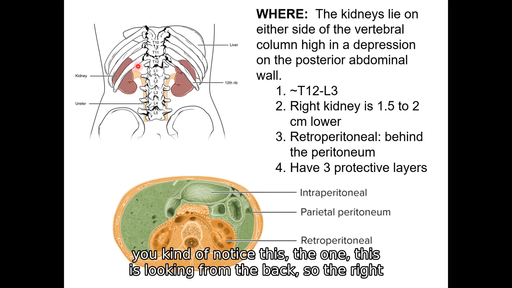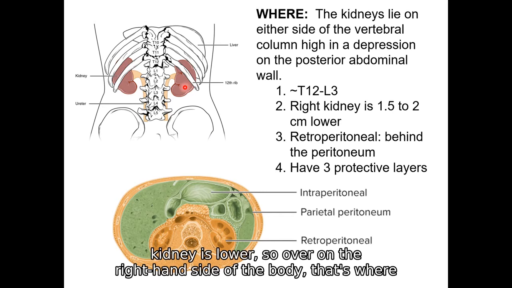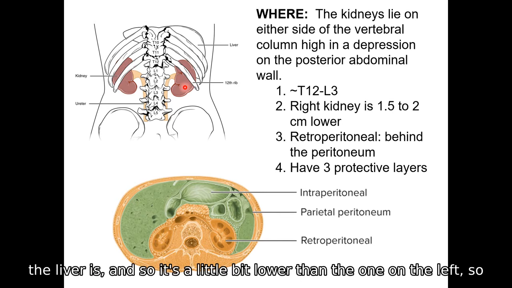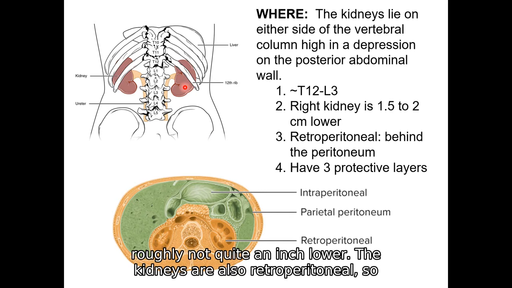There's my picture. You notice this is looking from the back. So the right kidney is lower. Over on the right-hand side of the body, that's where the liver is, and so it's a little bit lower than the one on the left. So roughly not quite an inch lower.